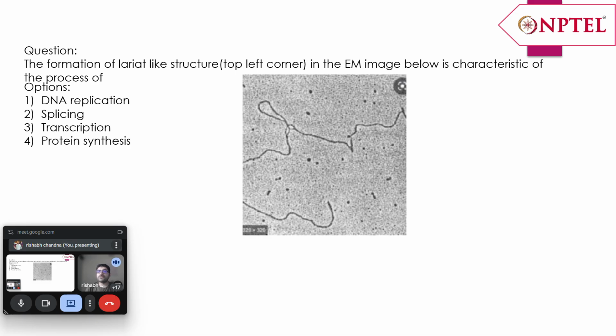The formation of a lariat-like structure that is found in the top left corner, that means this kind of structure in the EM image below, is characteristic of which of the following processes? So what can be the correct answer?